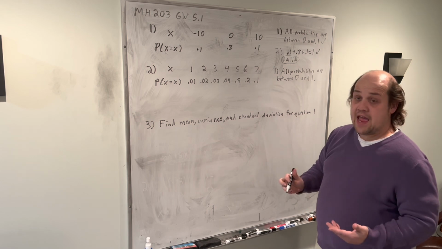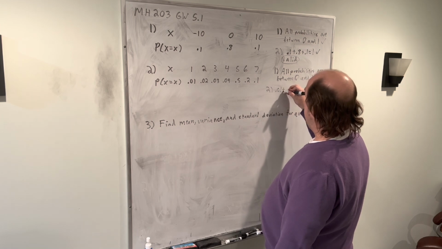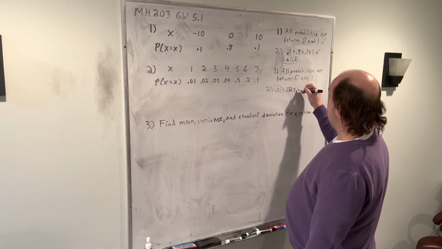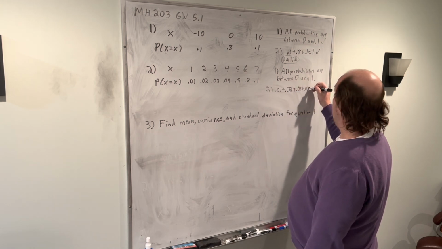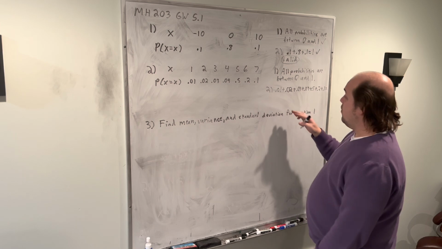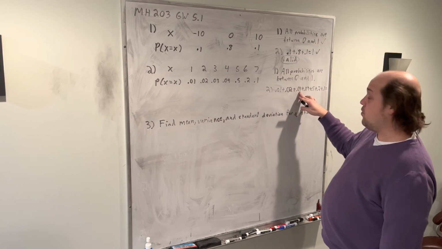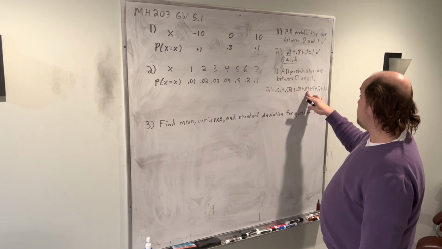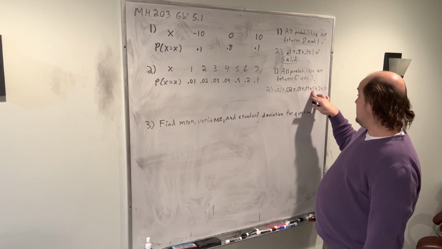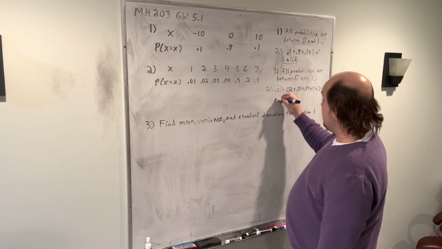The next property is I have to add everything together. So for property 2 here, I'm adding together 0.01 plus 0.02 plus 0.03 plus 0.04 plus 0.5 plus 0.2 plus 0.1. When I add these together, 0.01 plus 0.02 gives me 0.03. 0.03 plus 0.03 gives me 0.06. 0.06 plus 0.04 gives me 0.1. 0.1 plus 0.5 gives me 0.6. 0.6 plus 0.2 gives me 0.8. 0.8 plus 0.1 gives me a total of 0.9.